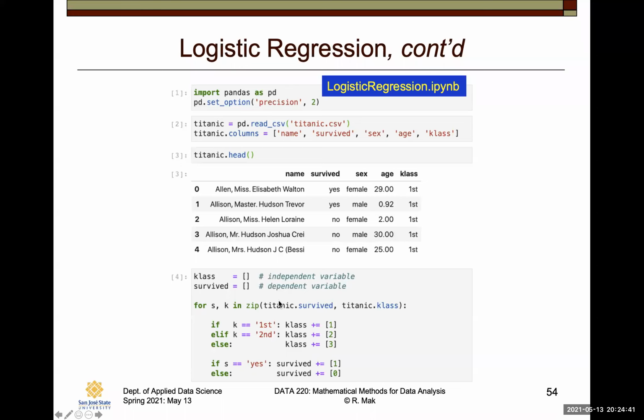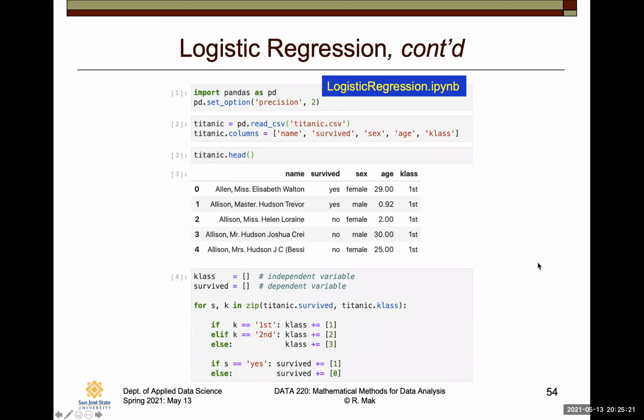Then I convert the strings first, second, and third to 1, 2, or 3, and I convert yes or no to 1 or 0. That way I can deal with only numbers. So I basically converted the class column to a column of numbers 1, 2, or 3, and I've converted the yes or no column to a column of ones and zeros. That's all this was.